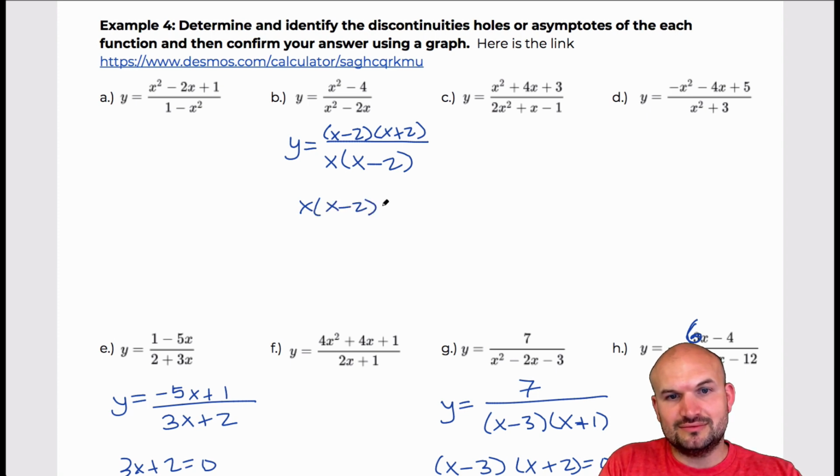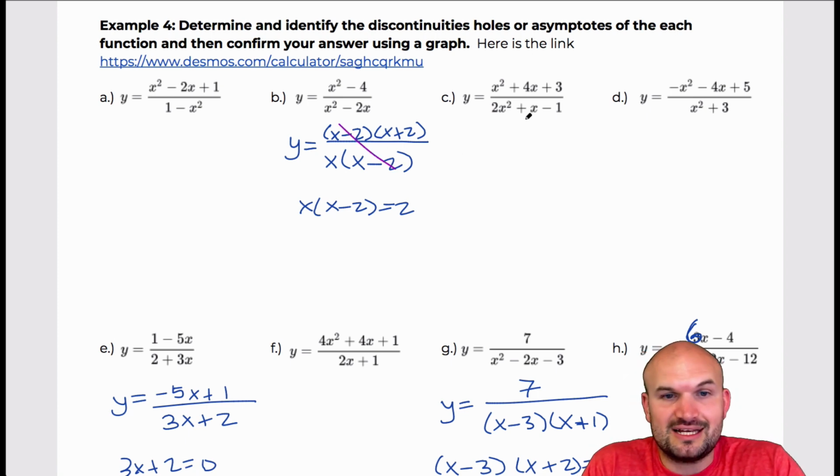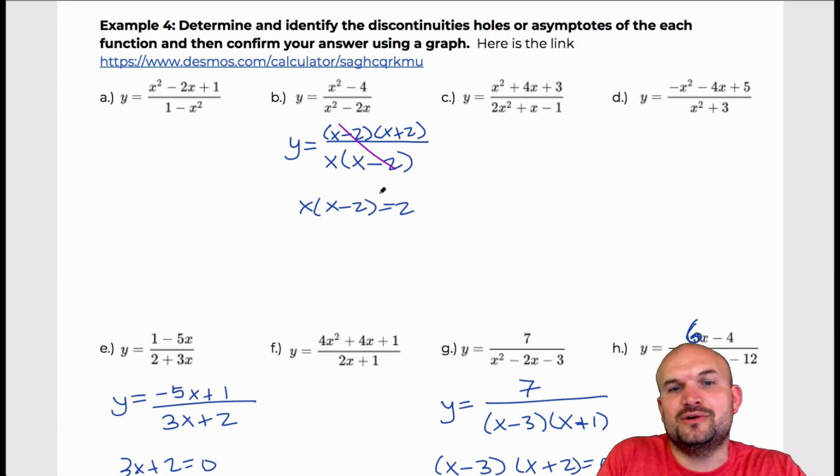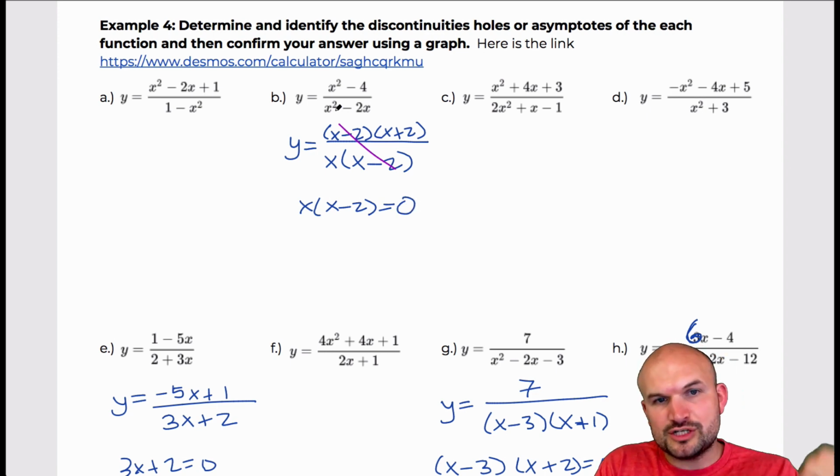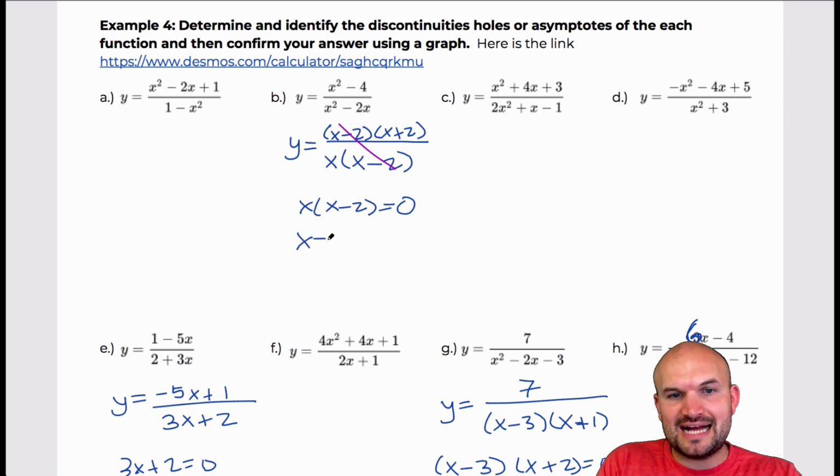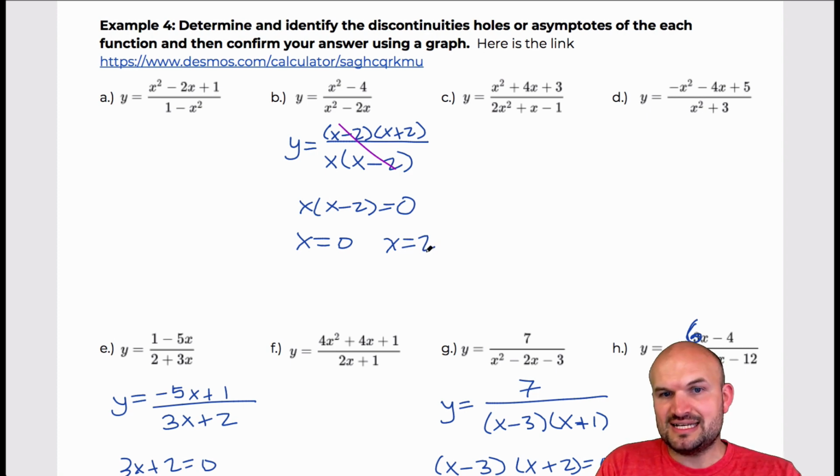still set your denominator equal to 0. Because I see a lot of students will look at this and say, oh, hey, the x minus 2's divide out to 1. Yes, they do. But that does not negate the fact that x equals 2 is still a discontinuity. That does not escape the fact that your original expression has x times x minus 2 equals 0 in the denominator, meaning x equals 0 is a discontinuity and x equals 2 is a discontinuity.